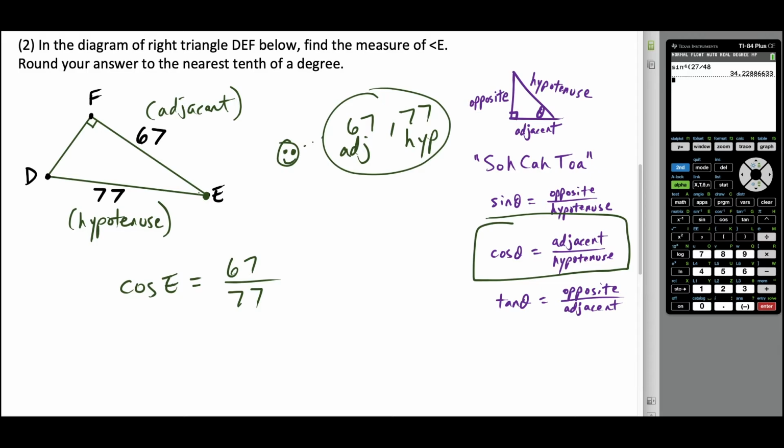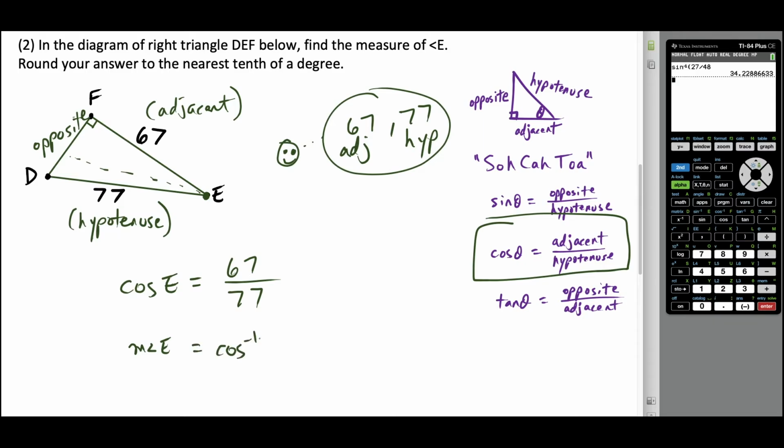Notice this side over here, DF, is the side opposite of angle E, but we don't actually need to know the length of this side to answer this. We just need to use the sides that were given to us. So now from here, we want to solve for the measure of angle E, so we need to get rid of this cosine function here, and the opposite of cosine is cosine inverse.